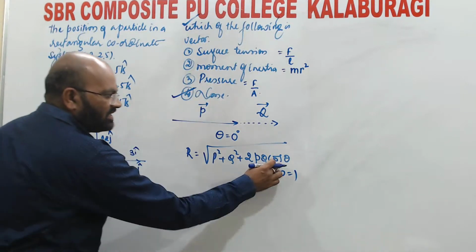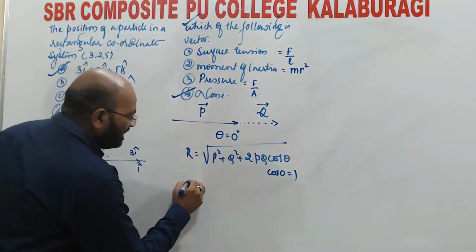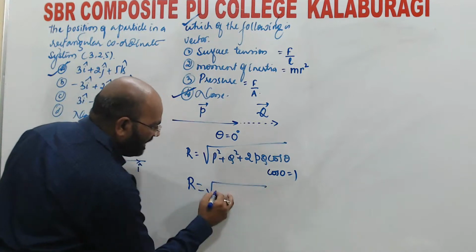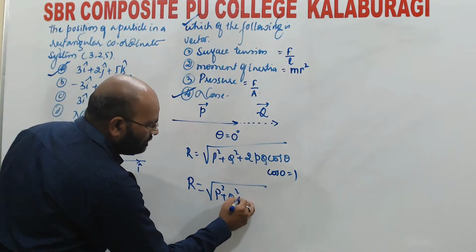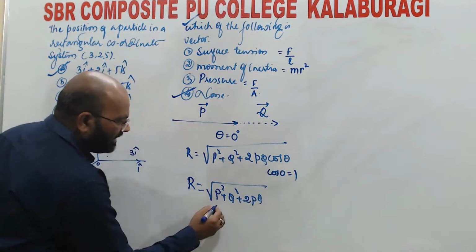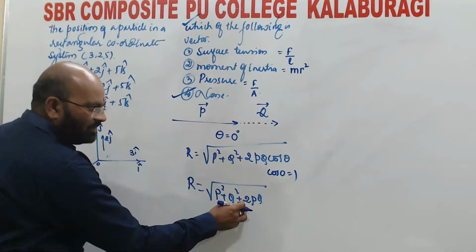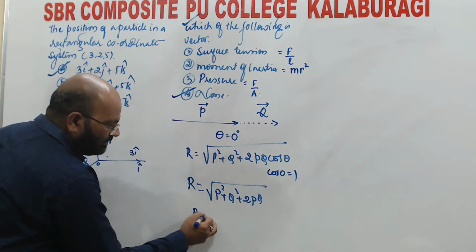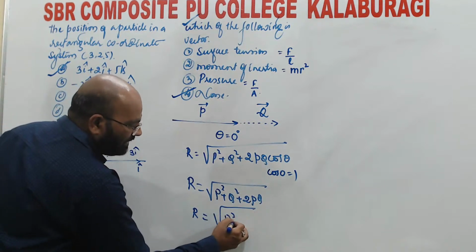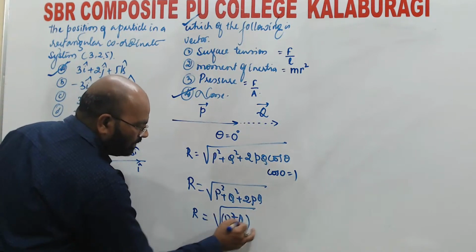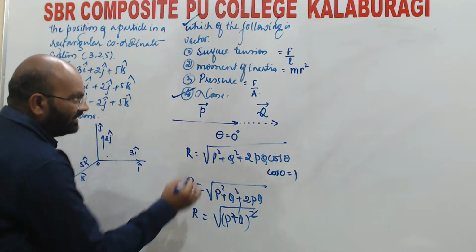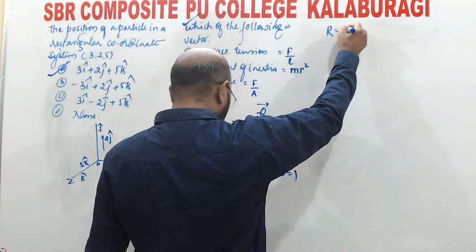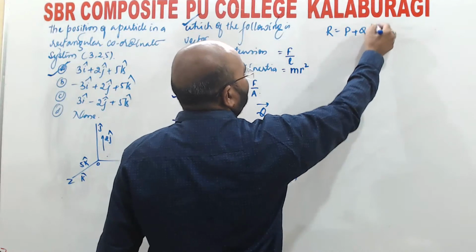Cos 0 is equal to 1. Then R is equal to the square root of P square plus Q square plus 2PQ, like a square plus b square plus 2ab. So R is equal to the square root of (P plus Q) whole square. The square and the root cancel, so the resultant is R equals P plus Q.